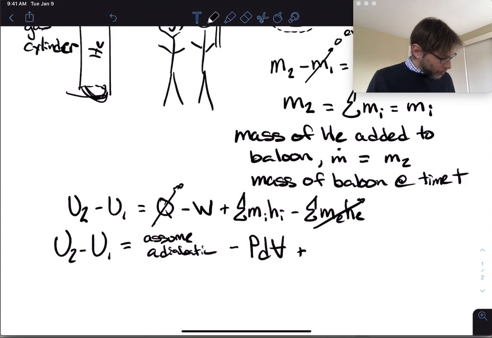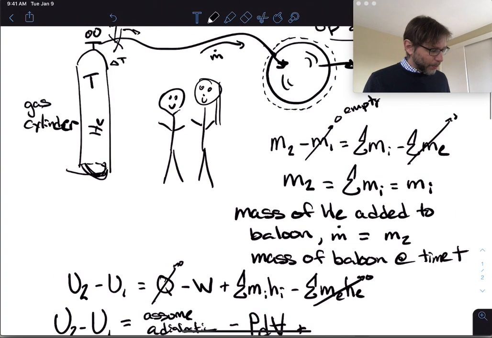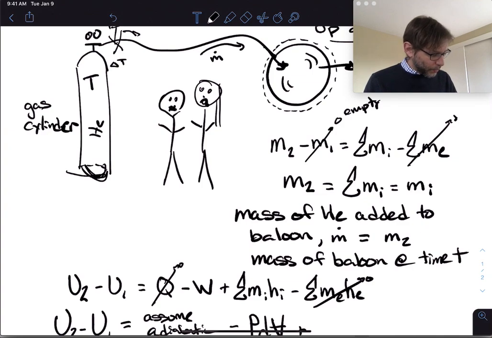Plus, this goes to 0 because there's nothing leaving unless we have a leak in the balloon, which would really bum my kids out, right? They'd be sad if there's a leak in the balloon.